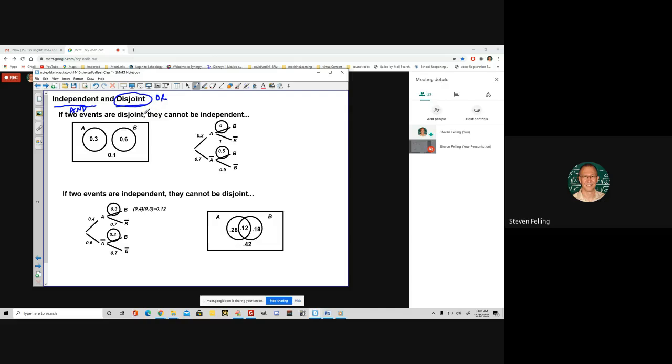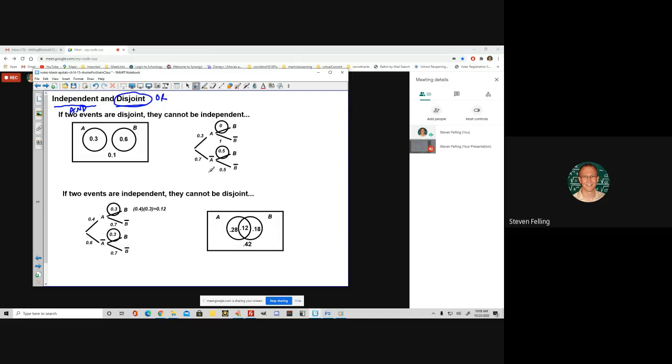It turns out, interestingly, that if you have two events that are disjoint, they can't be independent. Here's an example with events that are disjoint. If I have a 30% chance of A happening and a 60% chance of B happening, that's 90%, therefore there's a 10% chance of neither happening. But there's no interaction here, there's no joint probability. Then how would we test for independence?